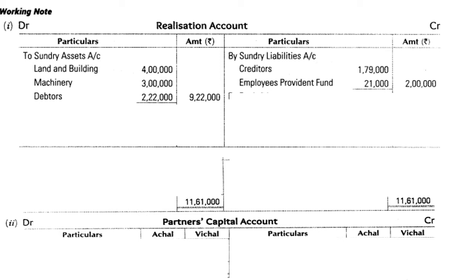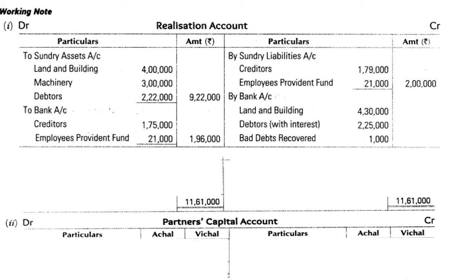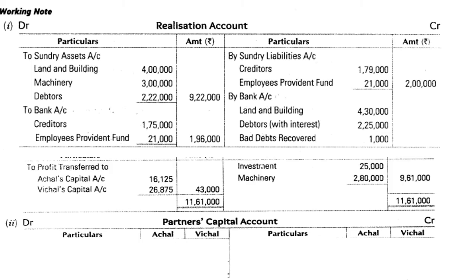Now after transferring all types of assets and liabilities, our next step is realization of assets. When we realize assets, all assets must be written at their realized value, like land and building 430, debtors of rupees 2,25,000, bad debt recovered at 1,000. Again, we have to make repayment of liabilities also on debit side of realization account. With that, we must see if some other unrecorded assets are also given to us, like here investment and machinery is also given to us.